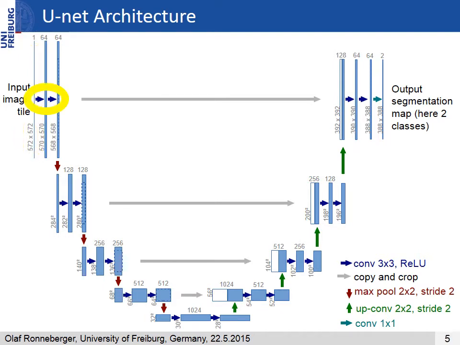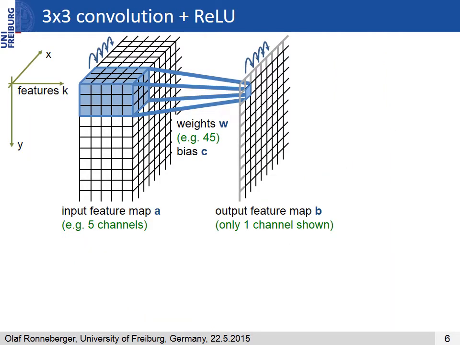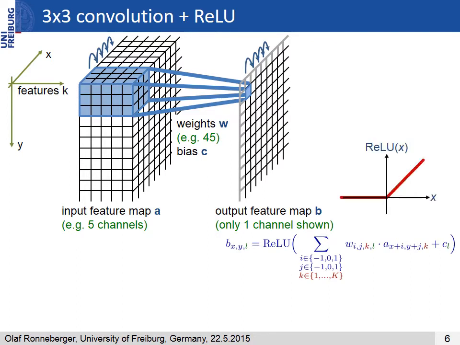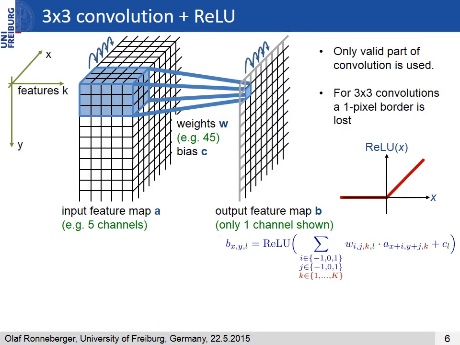Most of the operations are convolutions followed by a nonlinear activation function. In detail, it looks like this. It is a standard 3x3 convolution followed by a nonlinear activation function. An important design choice is that we only use the valid part of the convolution, which means that for a 3x3 convolution a 1-pixel border is lost. This allows later to process large images in individual tiles.